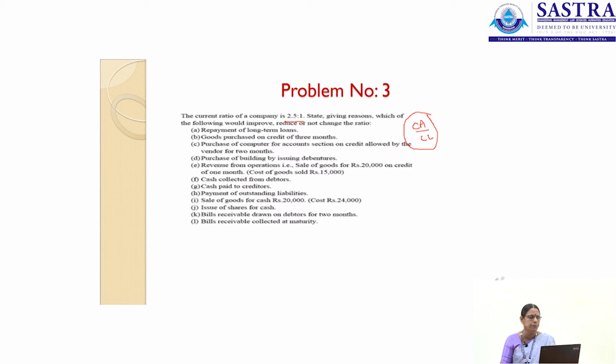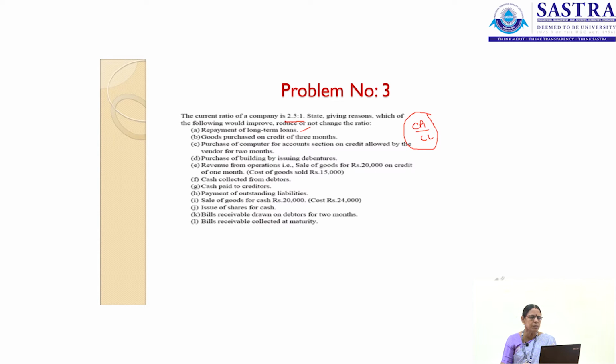So whenever we have a change in the current assets and current liabilities components, we will have a change in the current ratio. Repayment of long-term loans. So this has a two-way effect. One is long-term loans is going to reduce and we have a reduction in your cash. So when we have the change in the current asset, it will have an effect over your current ratio.